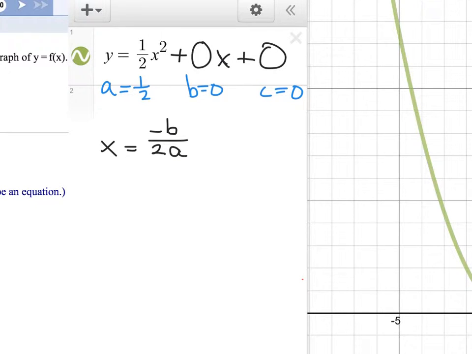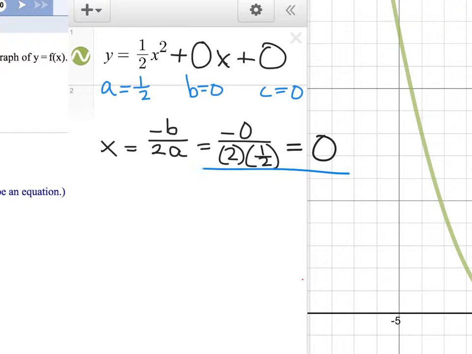So what does that mean? Well, negative b, in this case it's 0, so it's going to be negative 0 over 2 times a. Well, we don't have to do any work because we know 0 over anything is 0. So we automatically know that the value for x is 0.